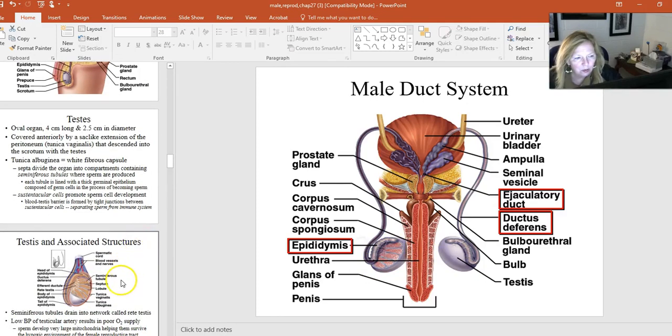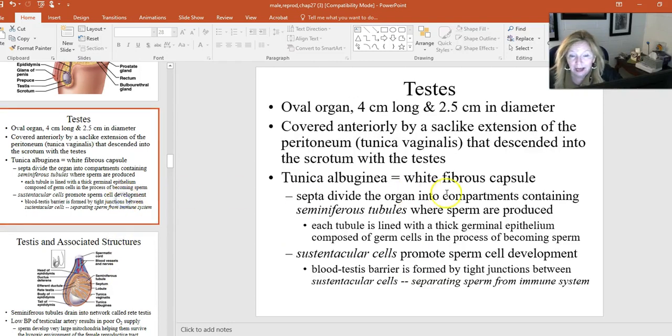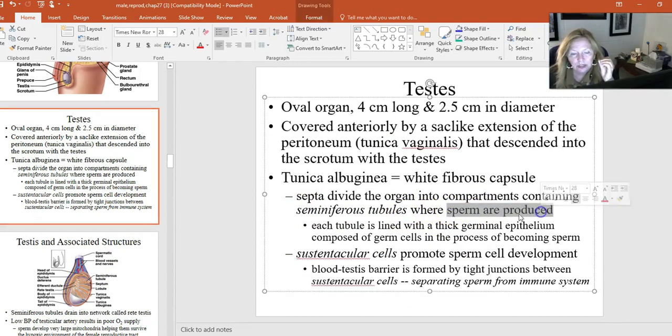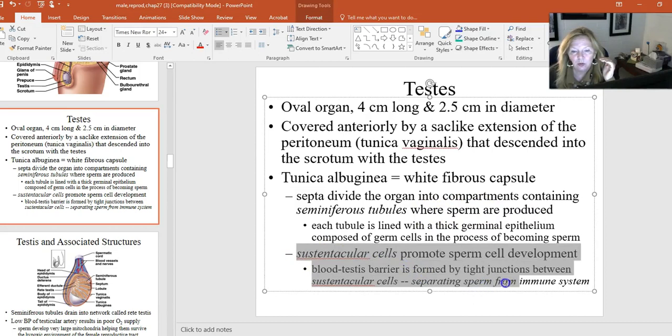But anyway, when we're looking at the testes, we know that this is where sperm is actually generated. So in these seminiferous tubules, these little microscopic tubules, the sperm is actually produced. The sustentacular cells are going to help with the development. These are cells that we do know help to provide a blood-testes barrier.